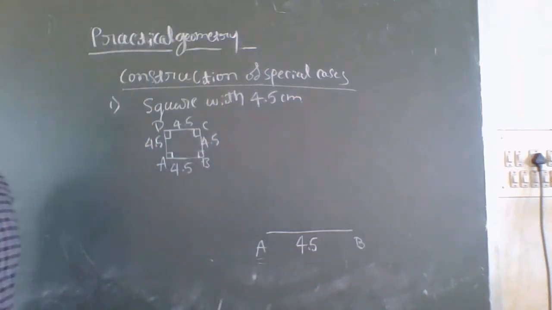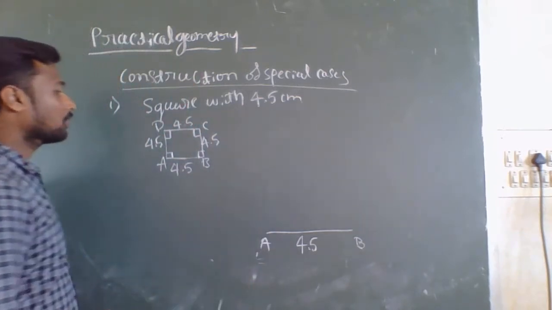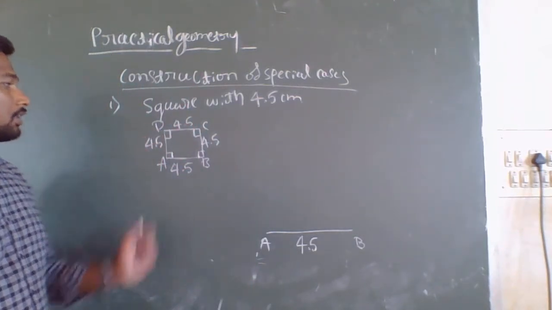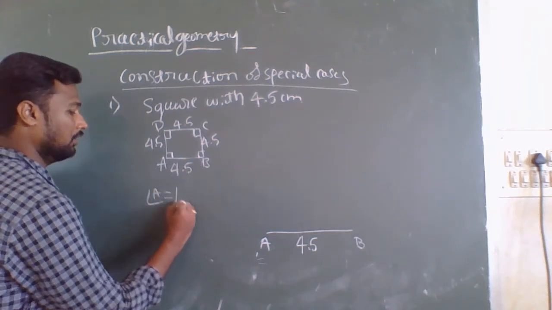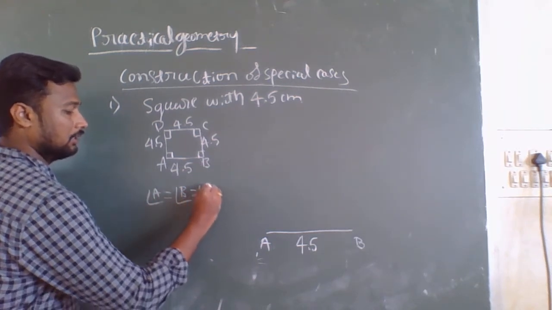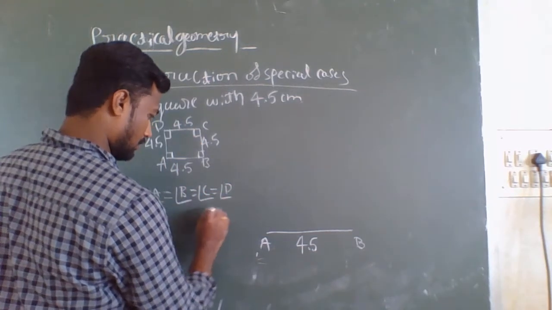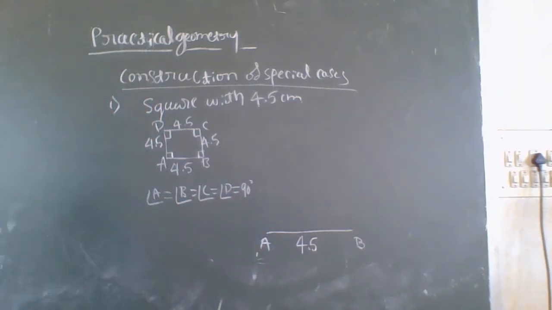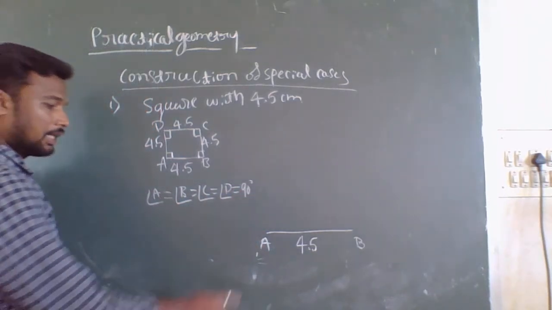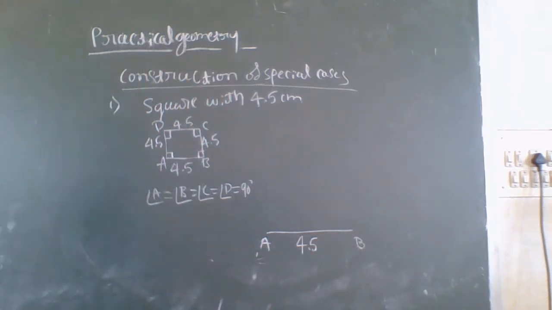Which is of 4.5 centimeters. This is 4.5 centimeter. And next, what we know here, all the angles are 90 degree. Means angle A is equal to angle B, angle C, and angle D. All these angles are equal to 90 degree only. So now this angle A should be 90 degree, like this only, and B should be 90 degree only.